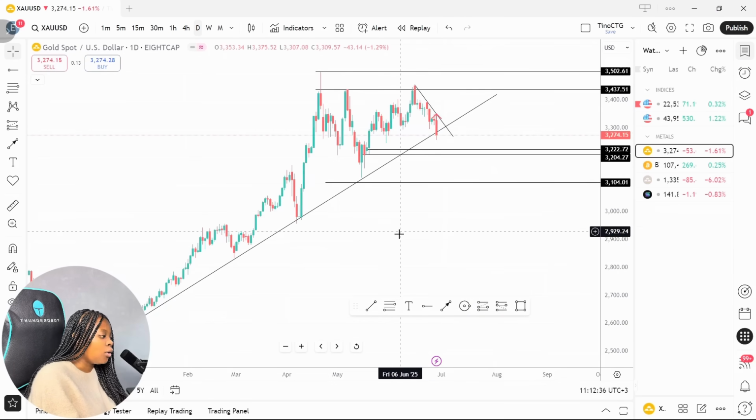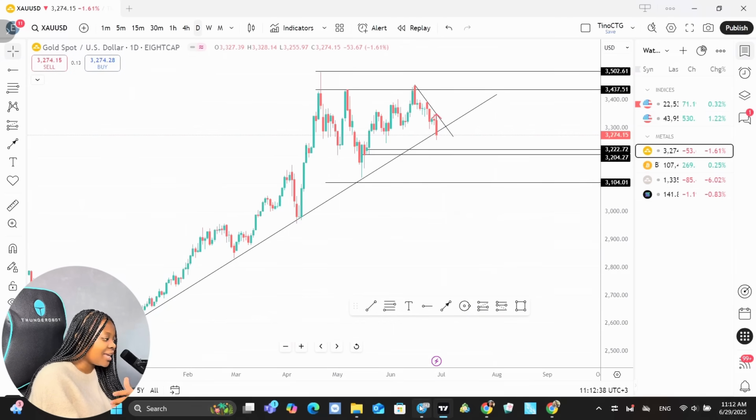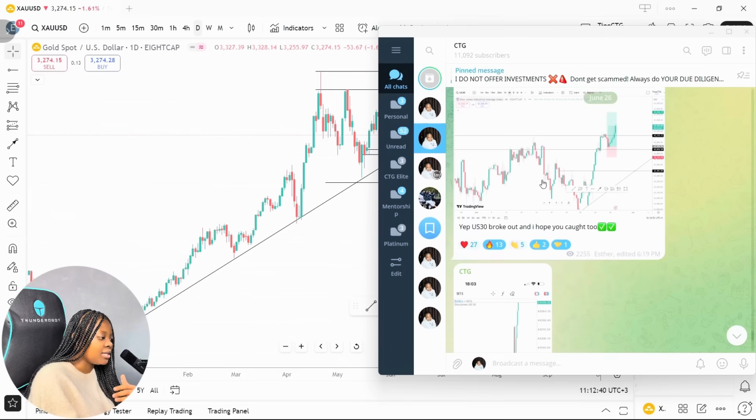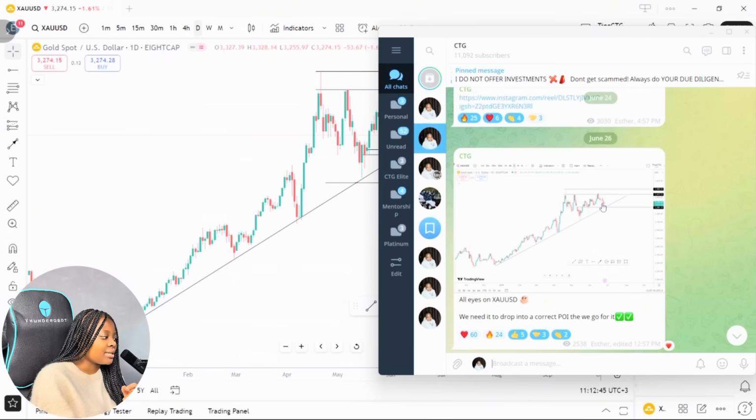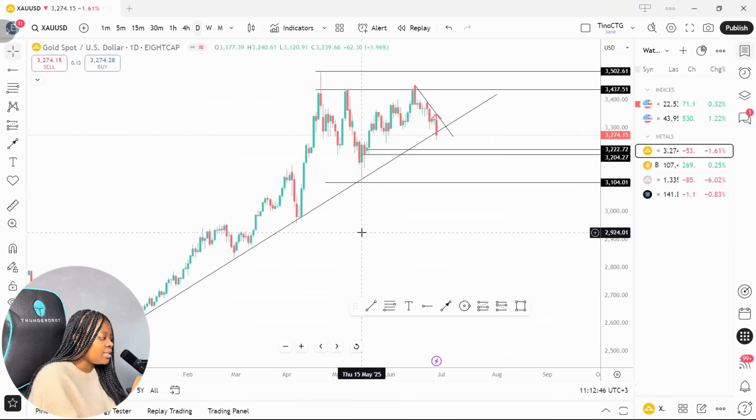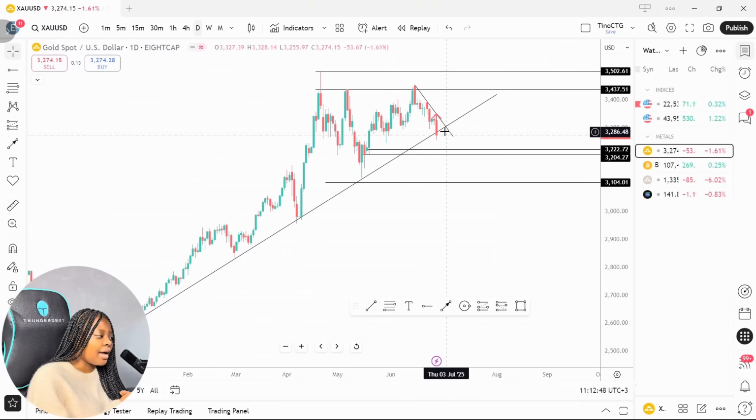Now you can see gold had been dropping, or gold is still dropping, and I also shared this setup with the whole team, if I'm not mistaken, right over here. And I had gold marked up like this. Now, if you notice, that's exactly what it did. It dropped to this trend line that we have right over here.